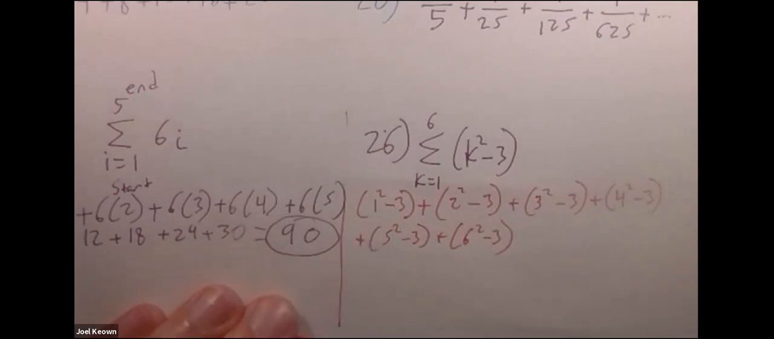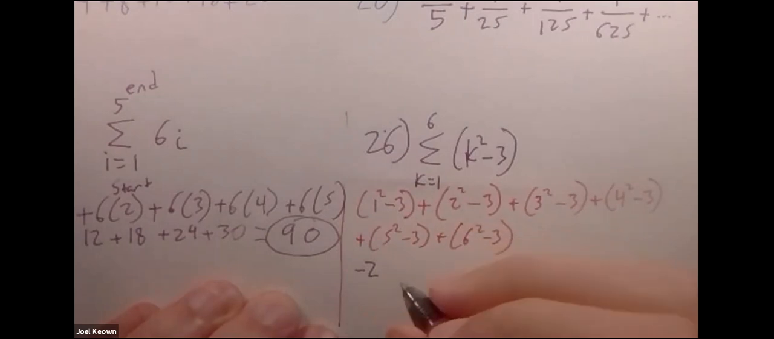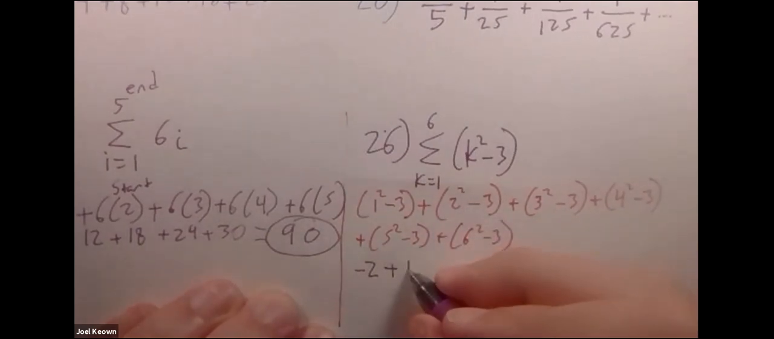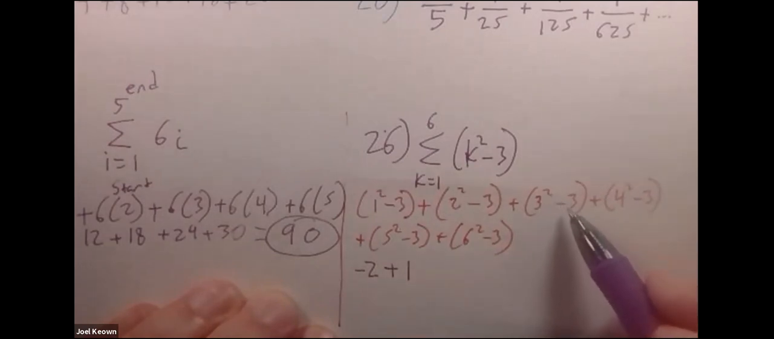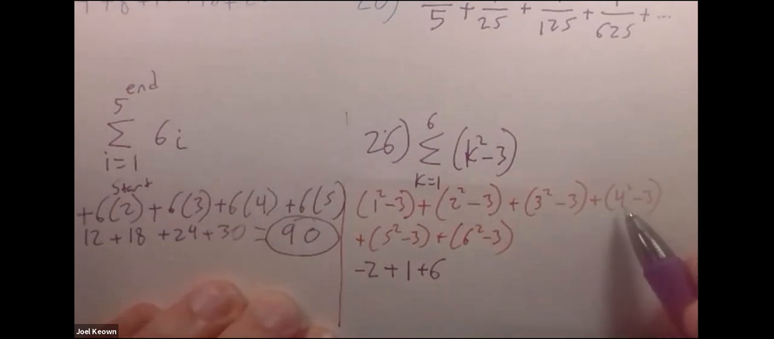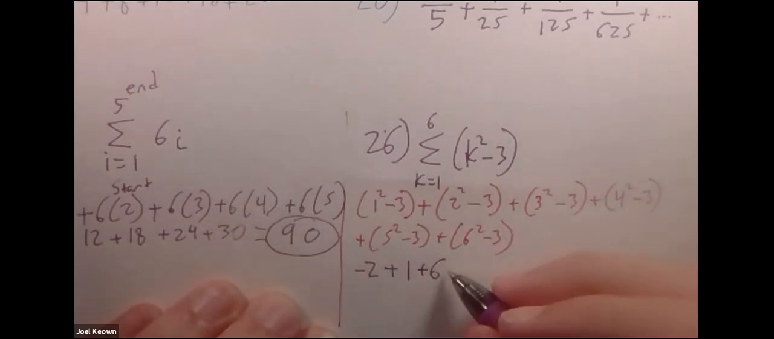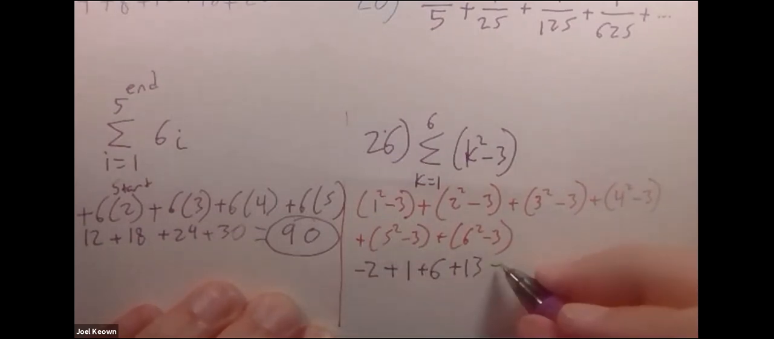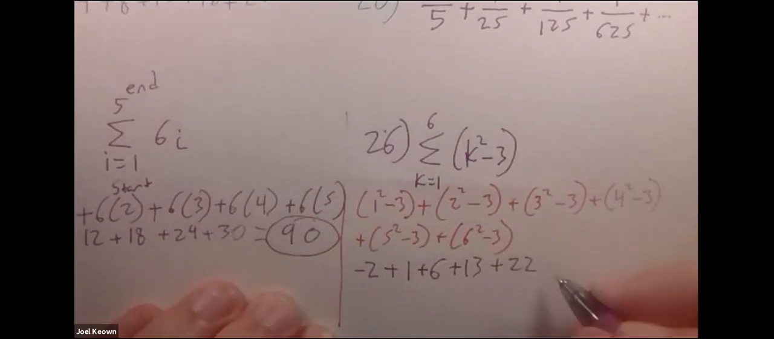Well, what if I play this thing? Well, what's 1 squared? 1 squared is 1 minus 3. That's negative 2. 2 squared is 4 minus 3 is 1. 9 minus 3 is 6. 16 minus 3 is 13. 25 minus 3 is 22. 36 minus 3 is 33.